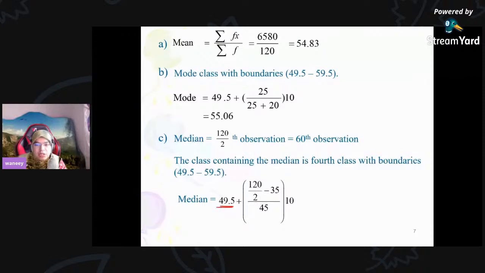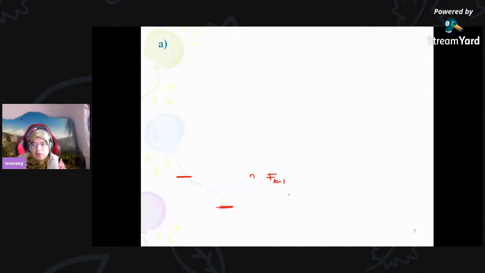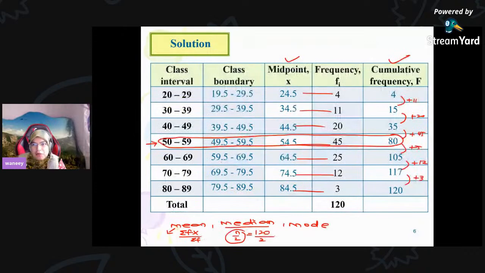Okay, so the class containing the median is the fourth class, just like what we have earlier. So this is the lower boundary of the class, which is 49.5 plus n over 2 minus fk minus 1. That means the cumulative frequency before our class. So if you refer to your highlight, the cumulative before your class is actually 35. So this is fk minus 1. And then divide with the frequency of your class. So your class, the frequency is 45.